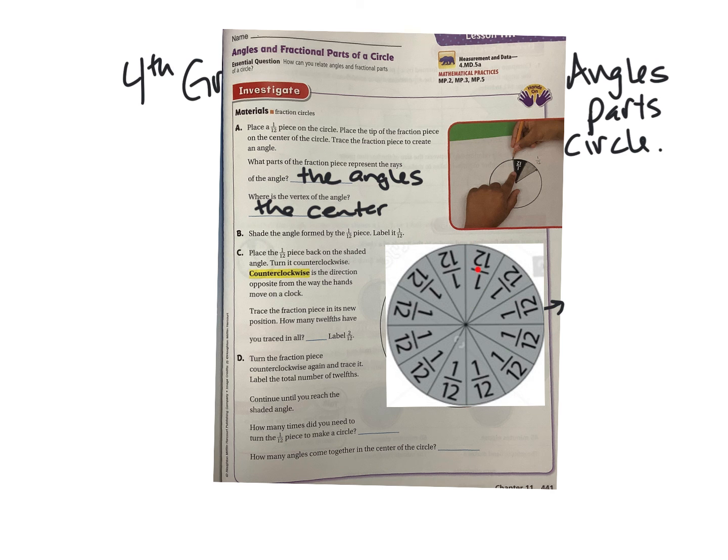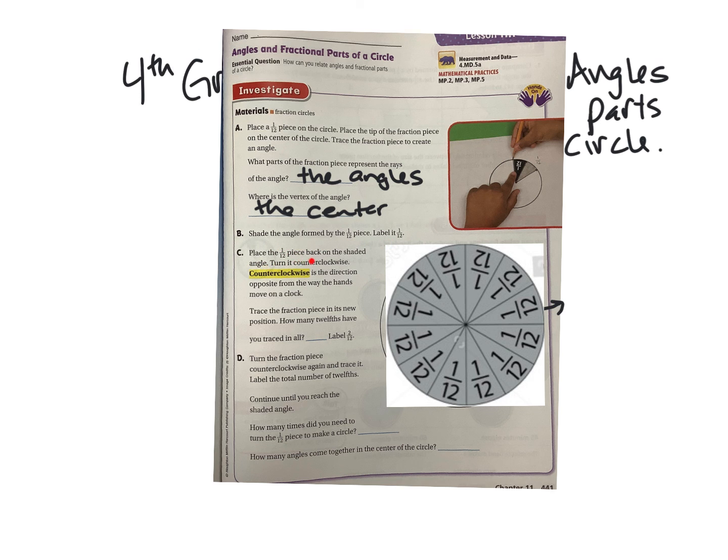And if I were to count them up, you can probably guess how many 12ths it takes to make one whole pizza. 1, 2, 3, 4, 5, 6, 7, 8, 9, 10, 11, 12, right? Because 12/12 is a whole. So we shade the angle formed by the 1/12 piece and label it 1/12.